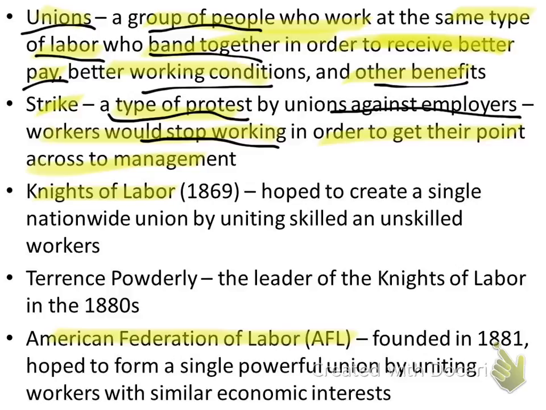Our next one, Knights of Labor, 1869. They hoped to create a single nationwide union by uniting skilled and unskilled workers. An unskilled worker, by definition, is someone who has really no training or there's no skill involved. And without being overly rude to you, you are all unskilled laborers. You are undereducated and unskilled. And that's one of the reasons why you're in high school and why you go to college, is to gain those skills and that education.